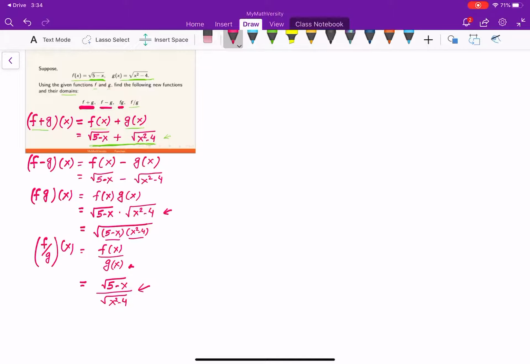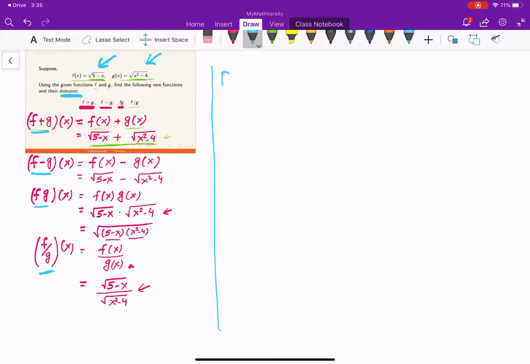Now the next thing we need to figure out is how to find the domain of these functions. We have not done that yet. To find the domain of these new functions f plus g, f minus g, f times g, and f divided by g, we need to first find the domain of function f and the domain of function g, and only then will we be able to find the domain of the new functions. So let's find the domain of the given functions f and g first. Let me work over here.